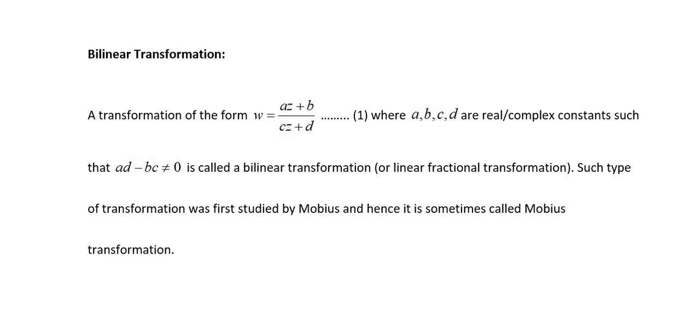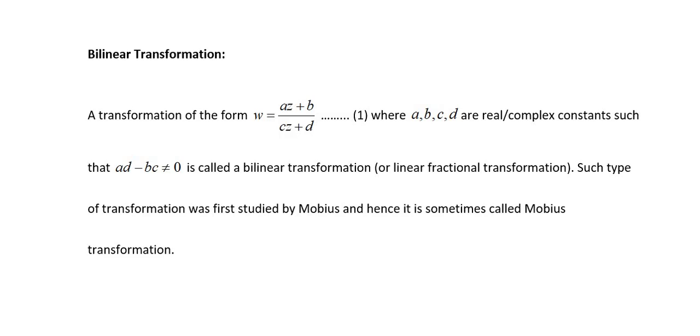Observe once: a transformation is nothing but a mapping of the form W = (AZ + B)/(CZ + D), where A, B, C, D are real or complex constants such that AD - BC ≠ 0, is called a bilinear transformation.